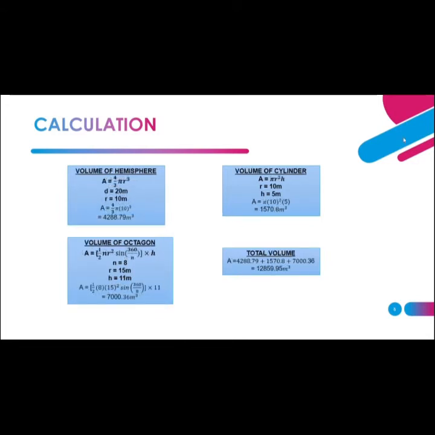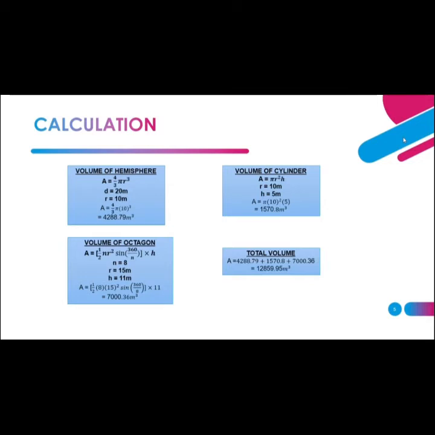The calculation of volume. Volume of hemisphere. The formula is 4 over 3 pi r cube. The radius is 10 meters and the answer we will get is 4288.79 meter cube.